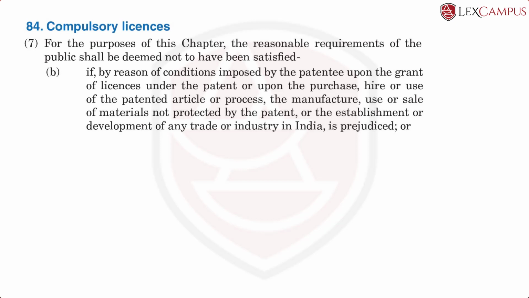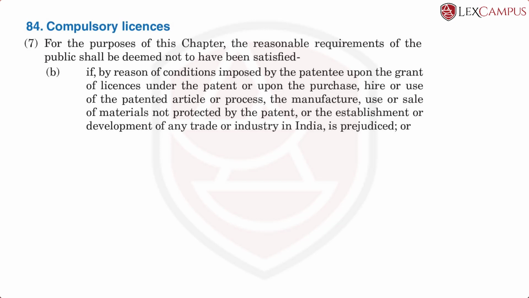For instance, there is a technology for making a machine which can create paper cups. Only the machine and the technology is patented. Now, assume that this machine uses a special grade of paper in creating those paper cups, and the owner of the machine, which is patented, insists that the paper material for making the cups has to be procured from him. So, which amounts to manufacture, use or sale of materials not protected by the patent.